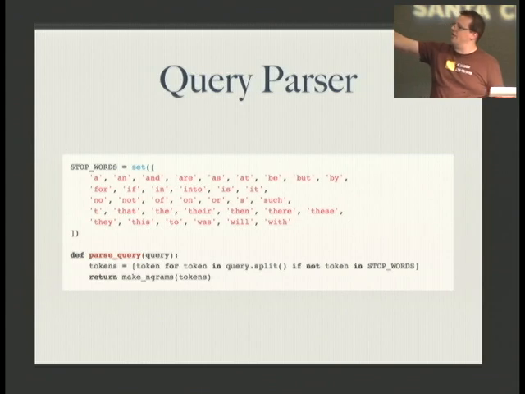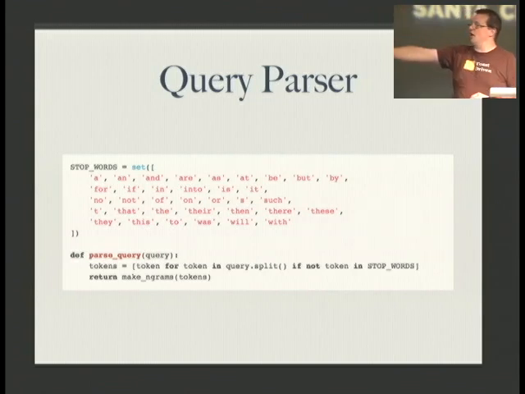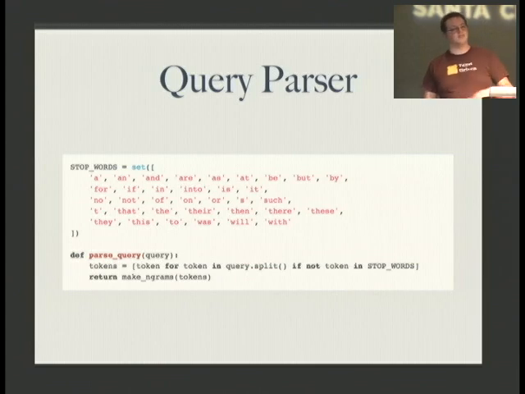We've got a list of common English stop words, and we're going to really, really cheat in this case, and we're just going to split it up, check that the token's not in stop words. If it's not there, we're going to toss it in our list of tokens, and then we're going to make n-grams. It's the same kind of stuff we just did when we were preparing the index.